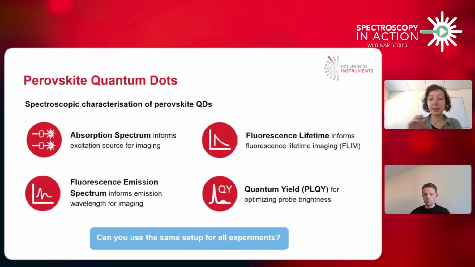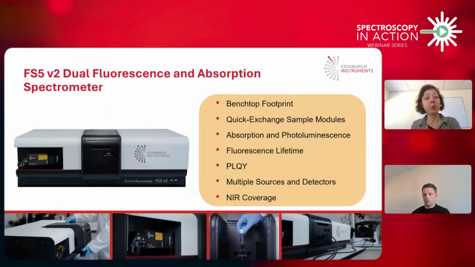It would be fantastic to do all these experiments in a single spectrometer. So you save time, you minimize error. And as you're going to see on the next slide, this is possible if you have a dual fluorescence and absorption instrument. And this is indeed what we've used for these experiments. We have carried them out in an FS5V2 spectrofluorometer. This is the latest version of our benchtop spectrofluorometer, the FS5.